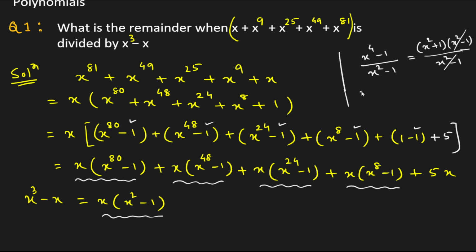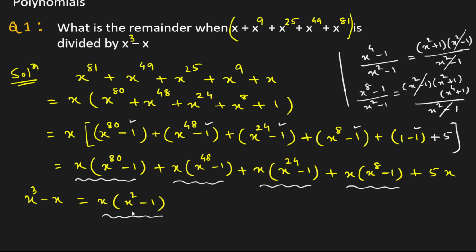Similarly, if we take x to the power 8 minus 1 by x square minus 1, you can write x square minus 1, x square plus 1, then x to the power 4 plus 1, divided by x square minus 1. Again, this term will cancel out, so no need to show it. We just have to understand that this particular term will be clearly divisible by x square minus 1. In the same way, x to the power 24 minus 1 and x to the power 48 minus 1 will be divisible by x square minus 1. Similarly, x to the power 80 minus 1 is also divisible by x square minus 1. So when we divide, x cancels out and we can clearly divide it. Something will come, but that is not the important thing for us. Just think whether it will divide or not.